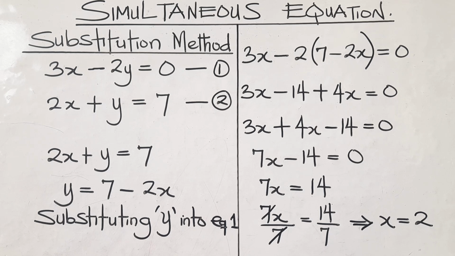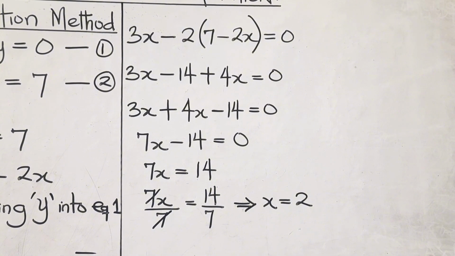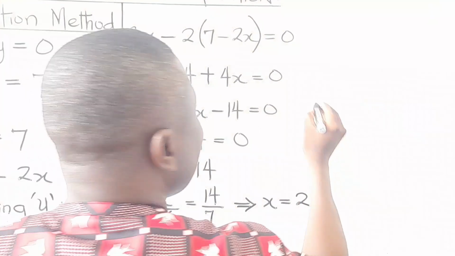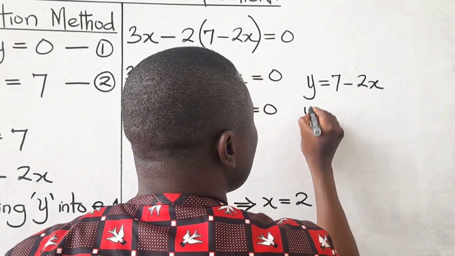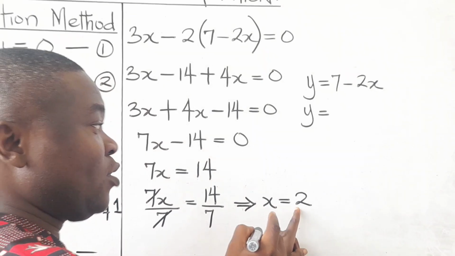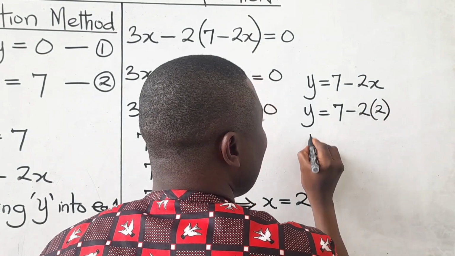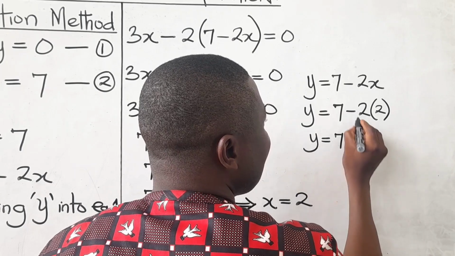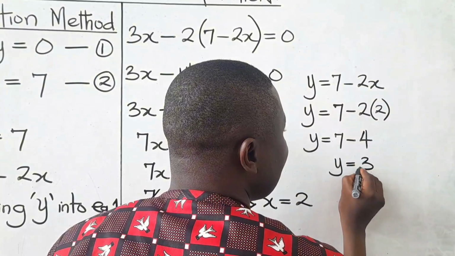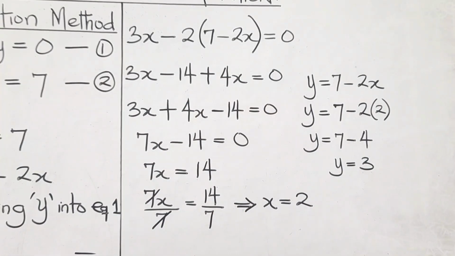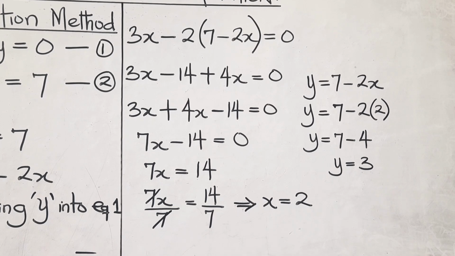So we can now get the value for y. We know y is 7 minus 2x. Let's see the value of y. Here, y equal to 7 minus 2x. We know x to be 2. So y equal to 7 minus 2 times 2. 2 times 2 is 4. So y equal to 3. So the value of x is 2 and the value of y is 3.